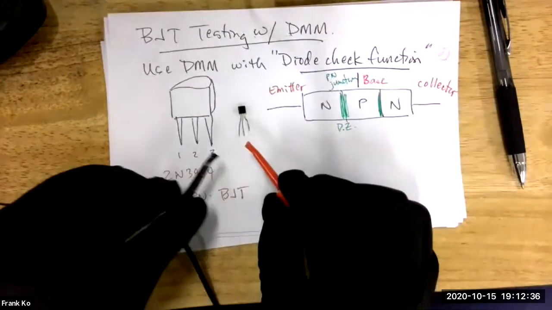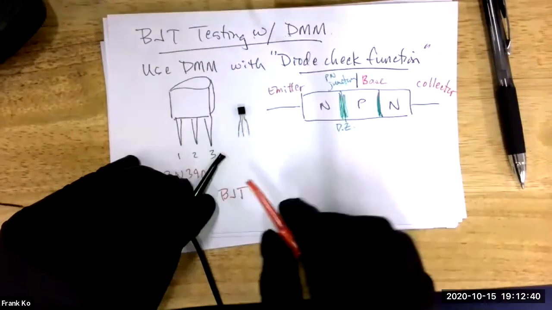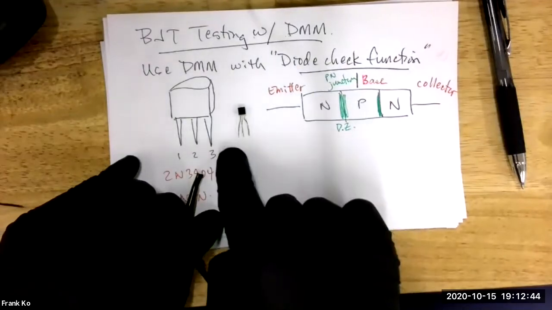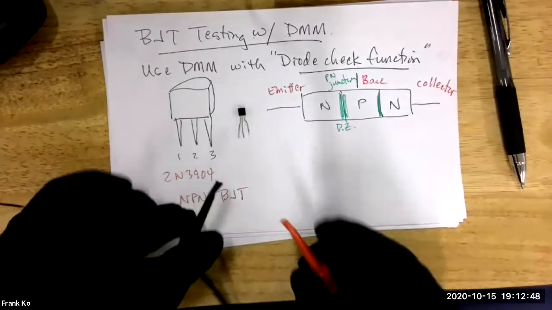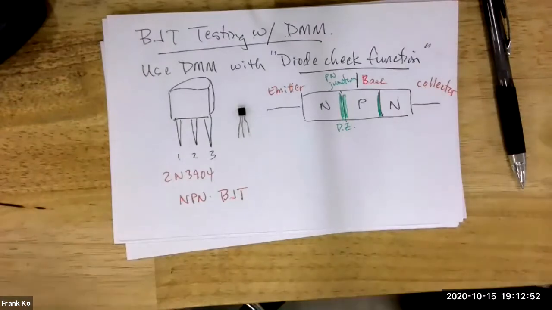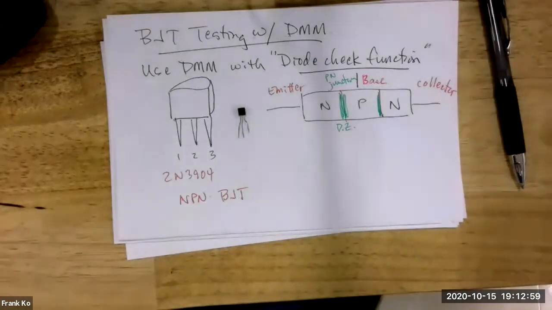Cool. So this is what we're doing with transistor testing using a digital multimeter: we're going to test various combinations of 1 to 2, 1 to 3, 2 to 3, 2 to 1. We're going to test various combinations, and we have a nice worksheet that will allow you to tally your information.